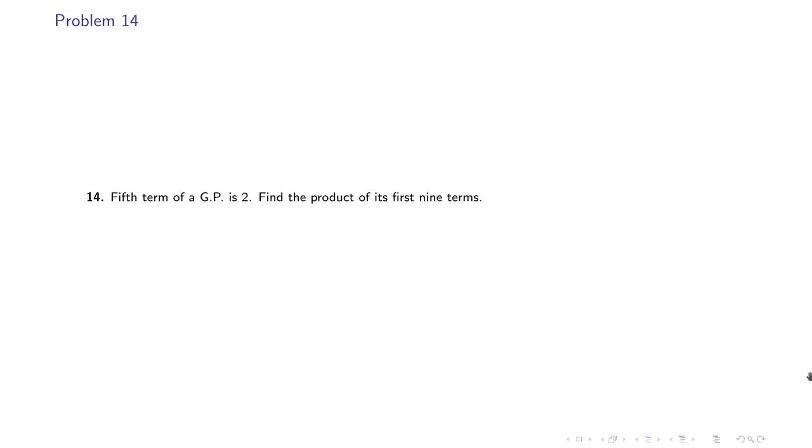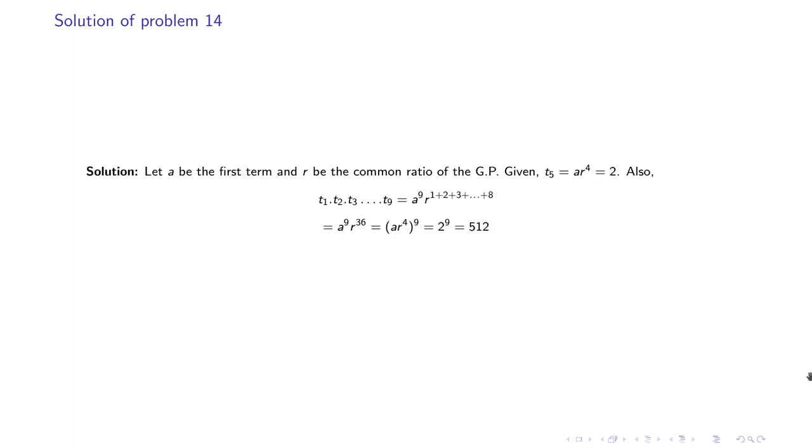The fifth term of a GP is 2. Find the product of its first 9 terms. We let a be the first term and r the common ratio. So the fifth term ar to the power 4 is equal to 2. We have to find the product of 9 terms. So we multiply all the 9 terms, which gives us a to the power 9, r to the power 1 plus 2 plus 3 up to 8.